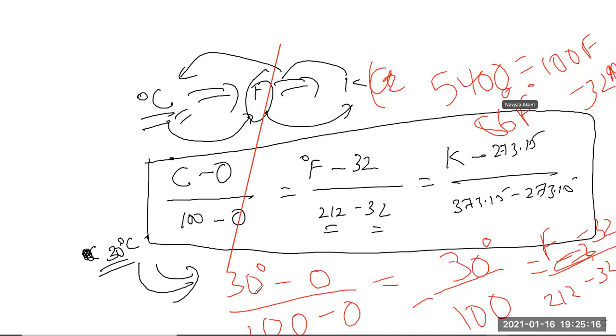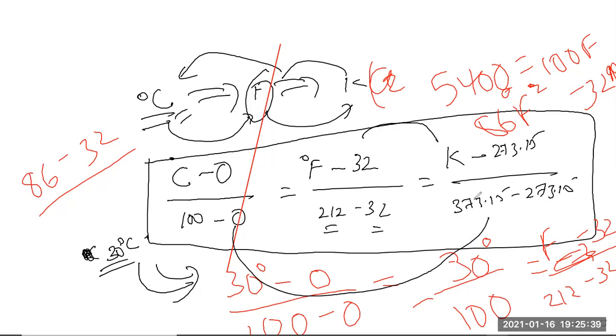Very good. So how to convert that into the Kelvin scale? Same, 30 degrees is 86, that is the Fahrenheit scale. You can use any two. It is not necessary that you have to use these two. You can use these two also, and you will get the same answer.